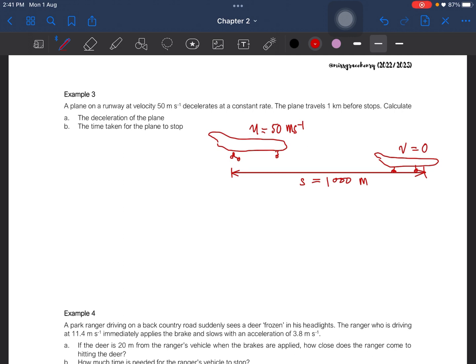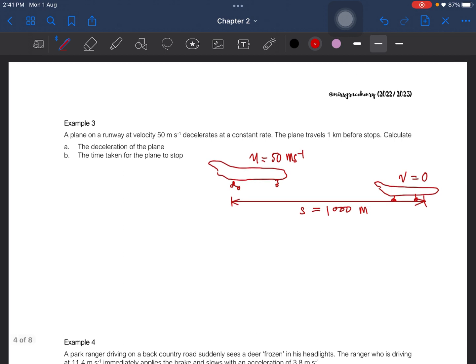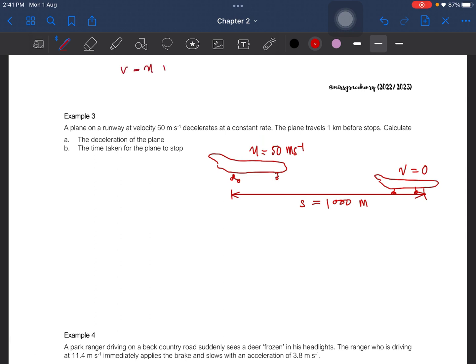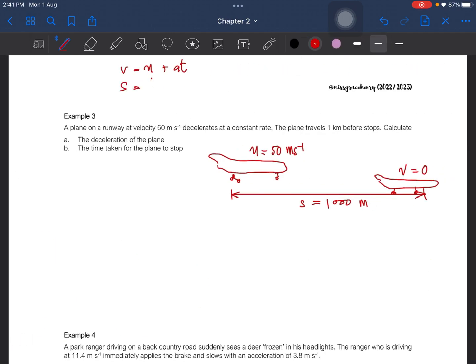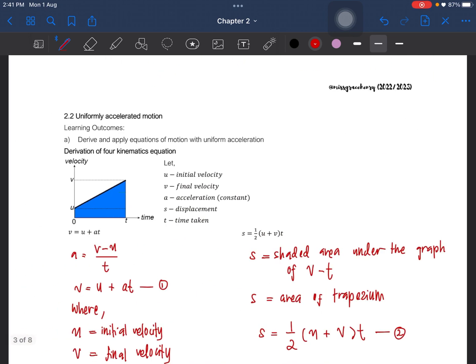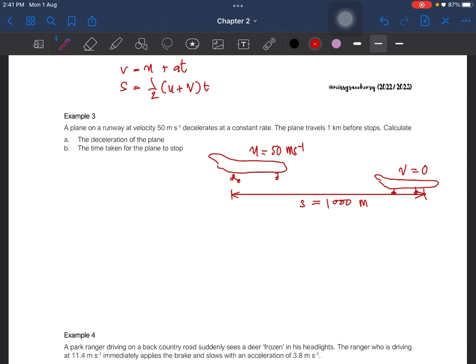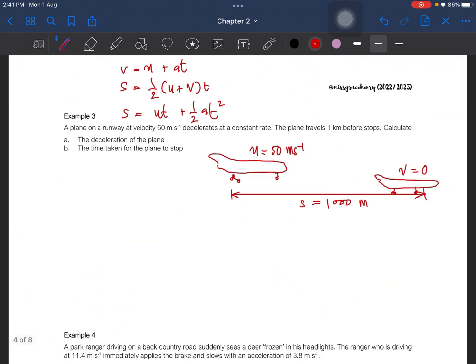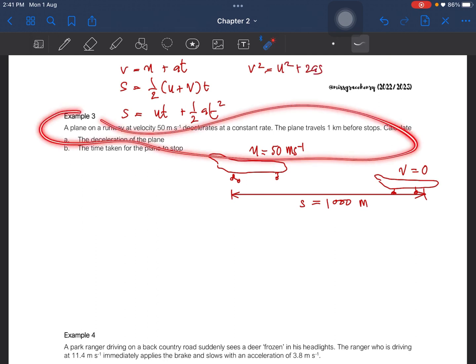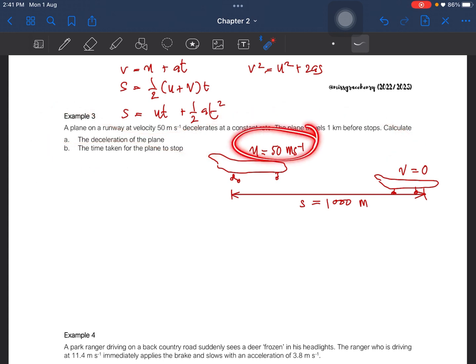If you are confused about how to know which equation to use, you can just list down the information and the equations, so that you are able to see what information you have based on each equation. We have v equals u plus at, s equals ut plus half at squared, and v squared equals u squared plus 2as. From this statement, the only things that we have are u, v, and s. We don't actually have the value of time.